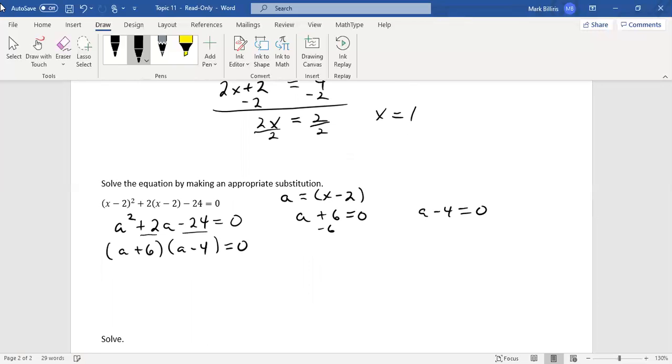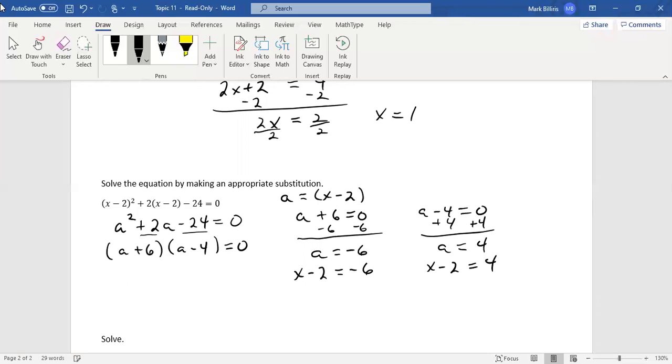So I subtract 6 from both sides. A equals negative 6. I'm going to add 4 to both sides. And so a equals 4. Well, a wasn't a part of our original problem. So to finish this, I'm going to substitute the x minus 2 in for a. So instead of this being a, it's going to be x minus 2.